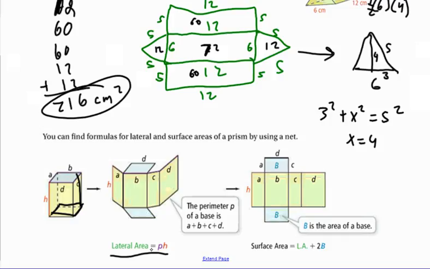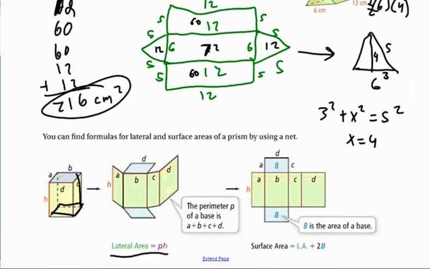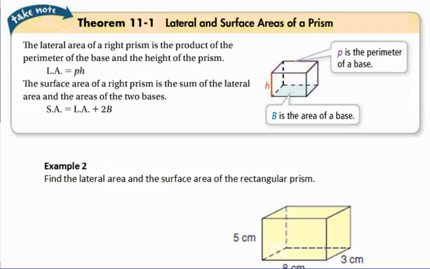That's actually really nice. And if you take the surface area, what I did with this one up here, and you probably did the same thing, was find the area of each one. That's a way to do it, but it may be a little bit longer. A shorter way would be simply this right here. The regular surface area would be the lateral area plus 2 of the bases, so the area of the bases. So let's try to use that a little bit here. And that's what theorem 11.1 is.